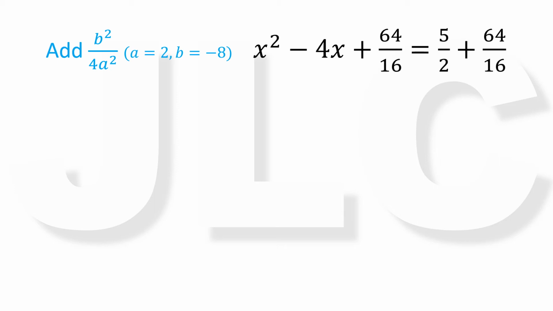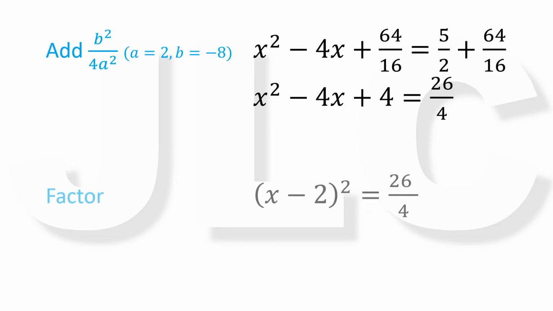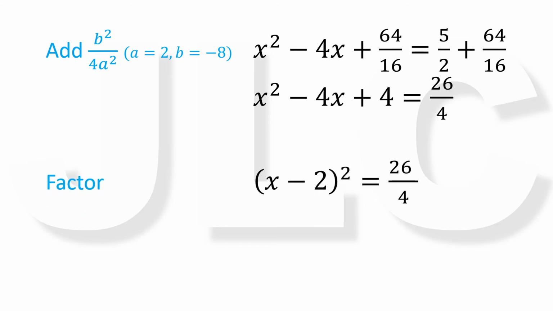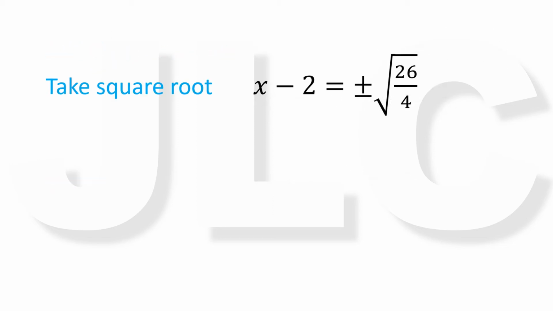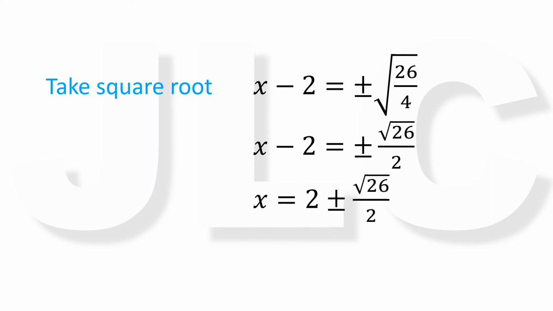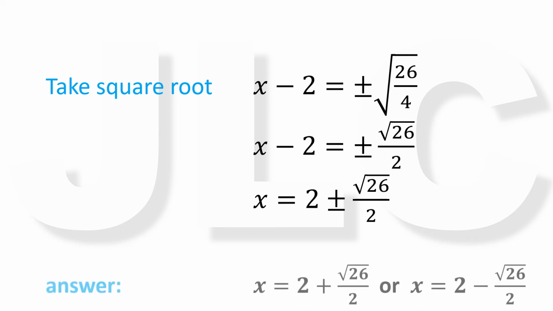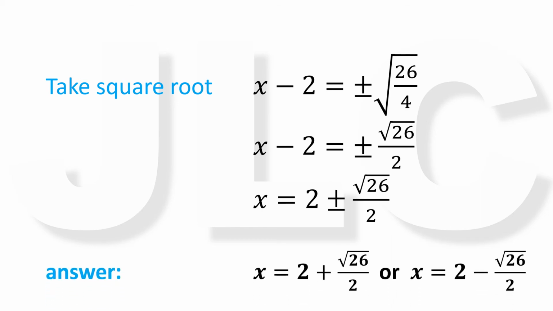We now have x squared minus 4x plus 64 over 16 equals 5 over 2 plus 64 over 16. X squared minus 4x plus 4 equals 26 over 4. We can now write this as x minus 2 squared equals 26 over 4. Take the square root so that x minus 2 equals positive or negative square root of 26 over 4. X minus 2 equals positive or negative square root of 26 over 2. X equals 2 plus or minus square root of 26 over 2. And so we have x equals 2 plus square root of 26 over 2, or x equals 2 minus square root of 26 over 2.